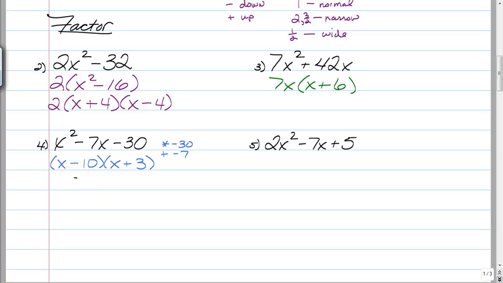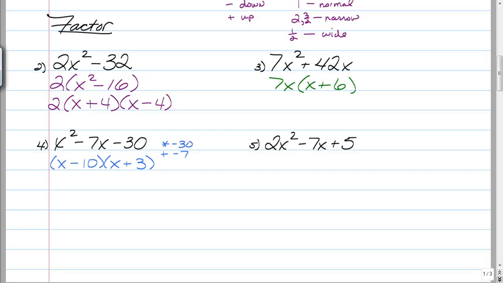If you want, and you finish early, you can take the time to actually FOIL this back out and see if you get the correct answer. Or if you're slick, you can use your graphing calculator just to double check.